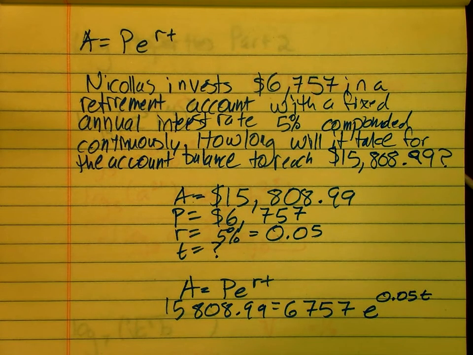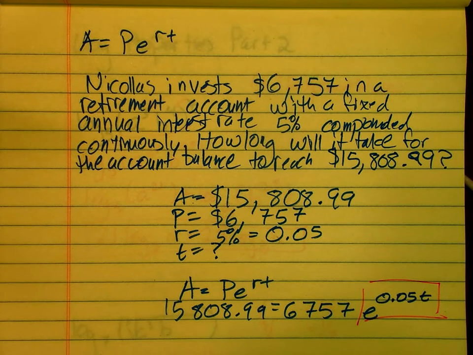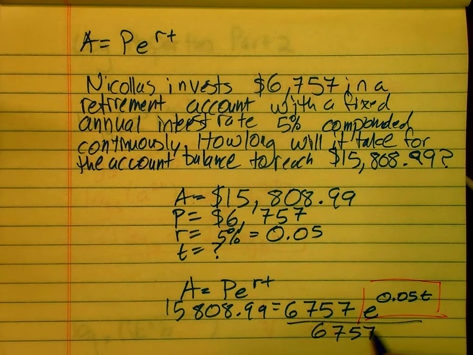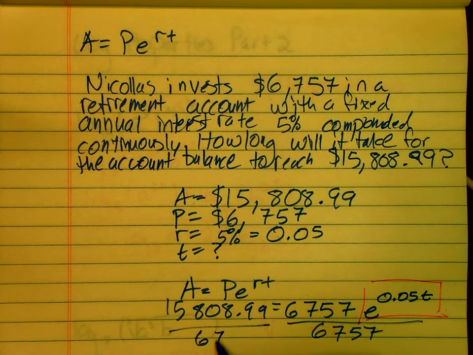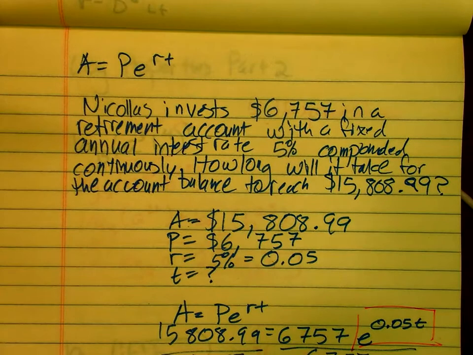Again, you want to get your exponent by itself. So let's go ahead and start doing that. Divide both sides by the number that's being multiplied by the exponent. Easy peasy. So let's go ahead and do that division.